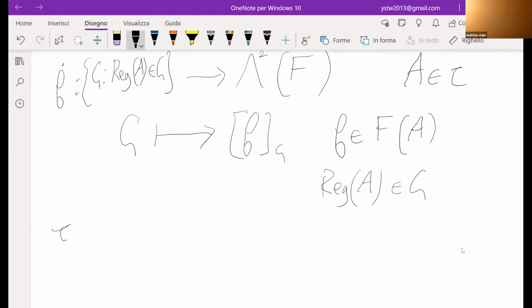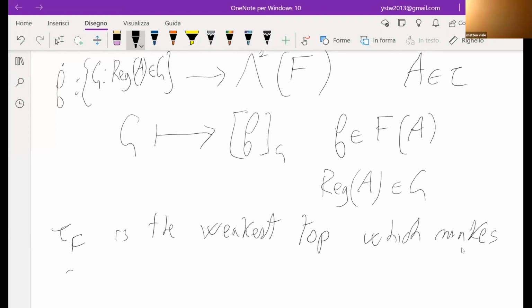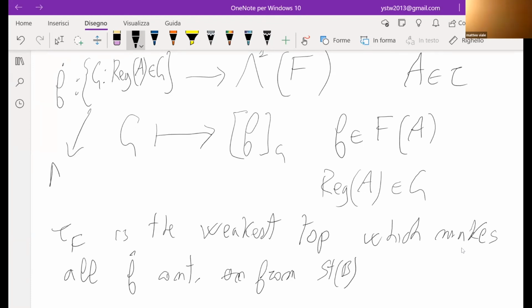So I take tau F to be the topology, let's say the weakest topology, which makes all the f point continuous from Stone of B, well, this object, let's call it NA, from NA to lambda 1 F. Okay.